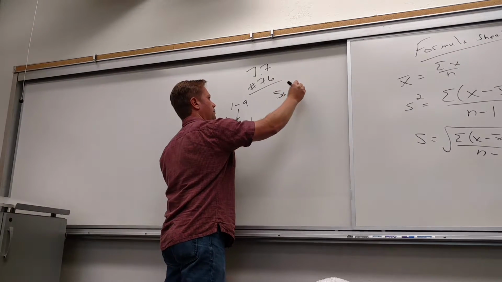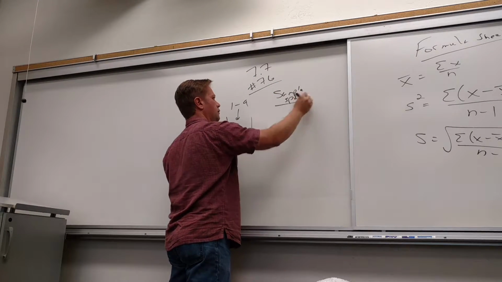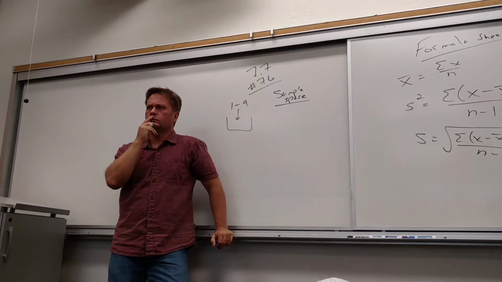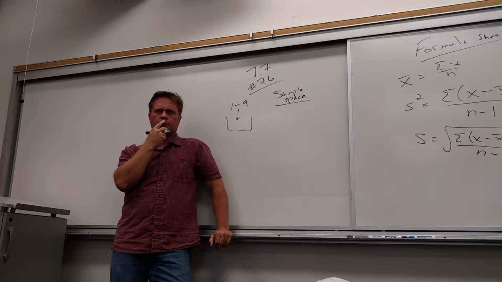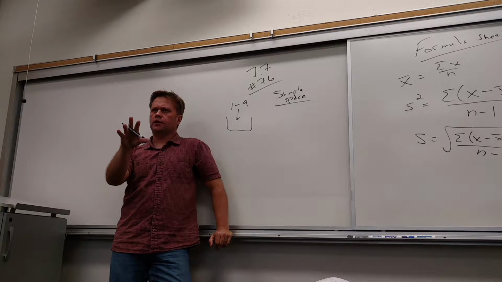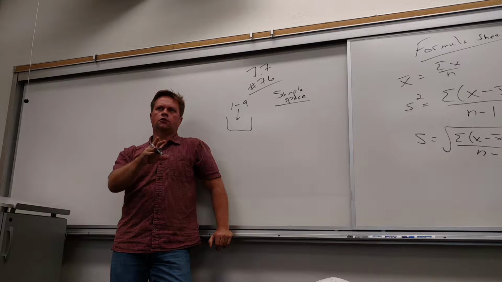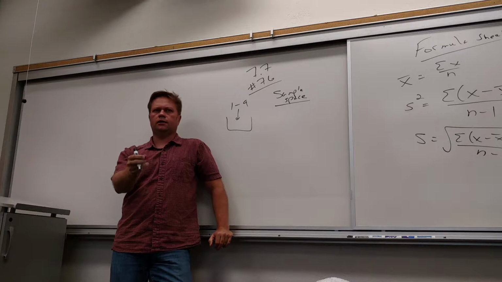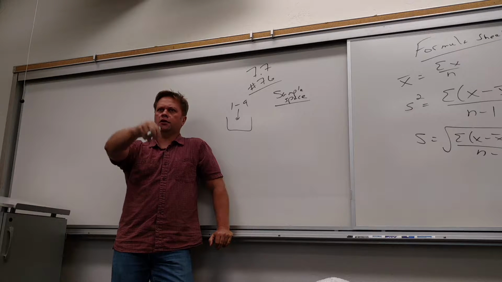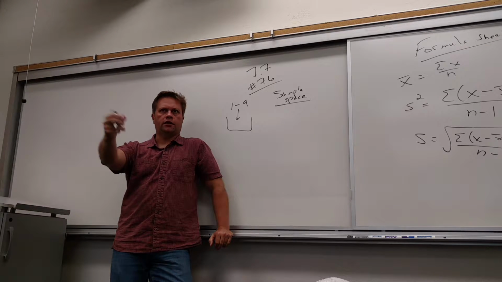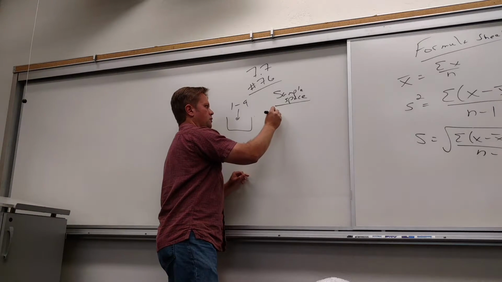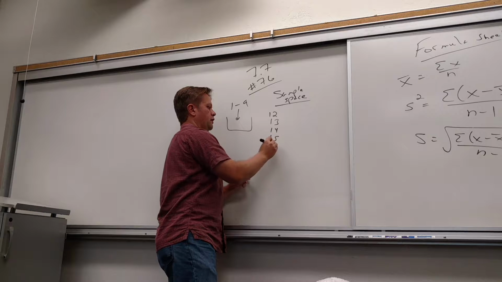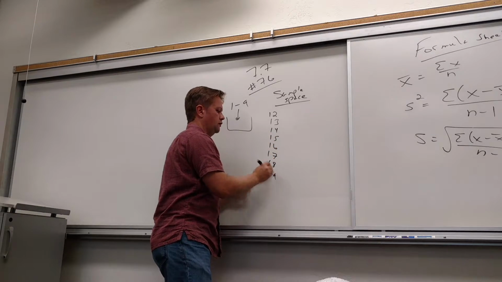So can somebody tell me, when I say the word sample space, what does that mean? You guys know what it means? Sample space. All the possible things that could happen. So what could I get first? I could get the number 1. Could I get the number 1 again? No. So I get the number 1 followed by 2, 3, 4, 5, 6, 7, 8, 9, right?